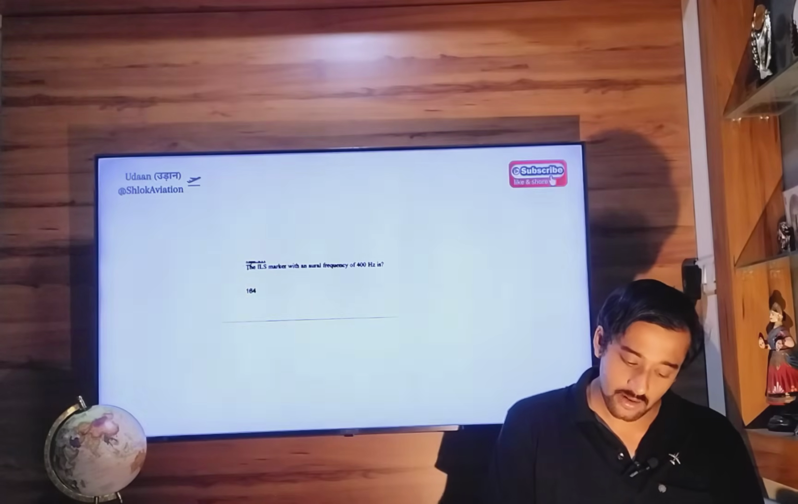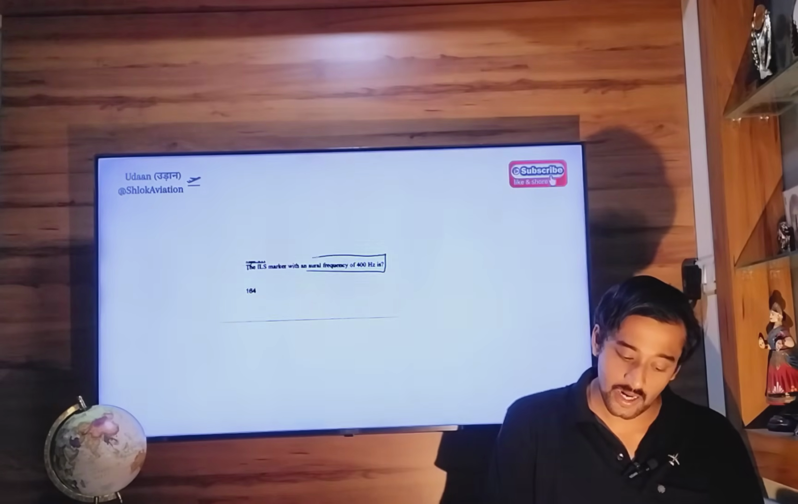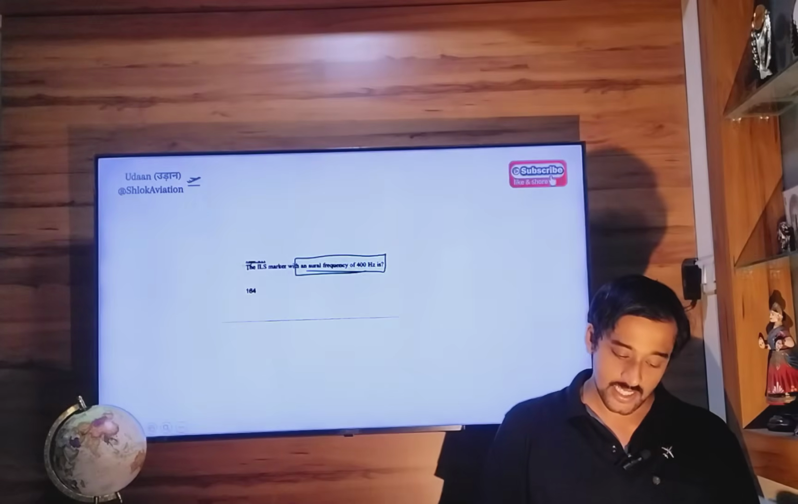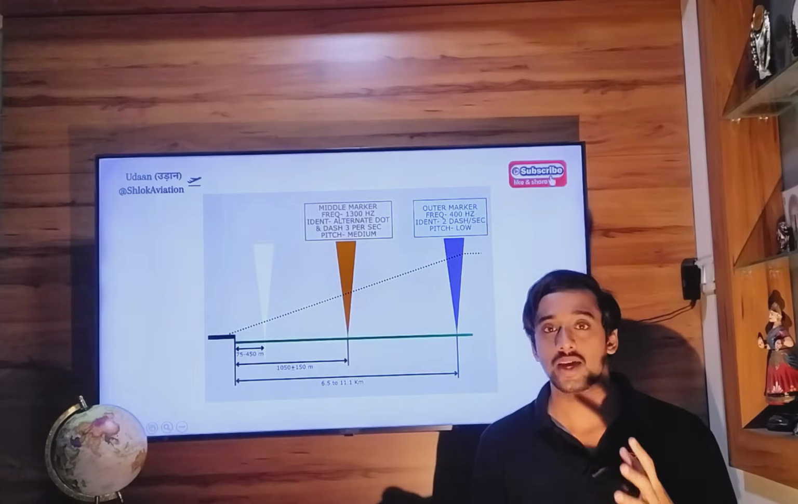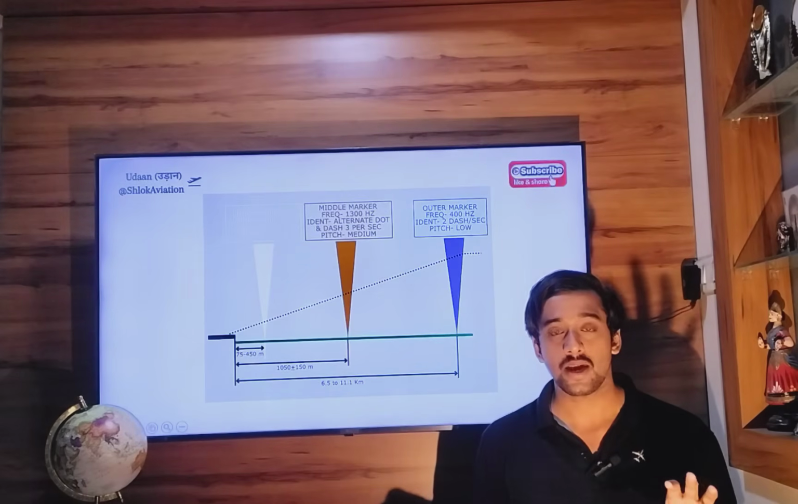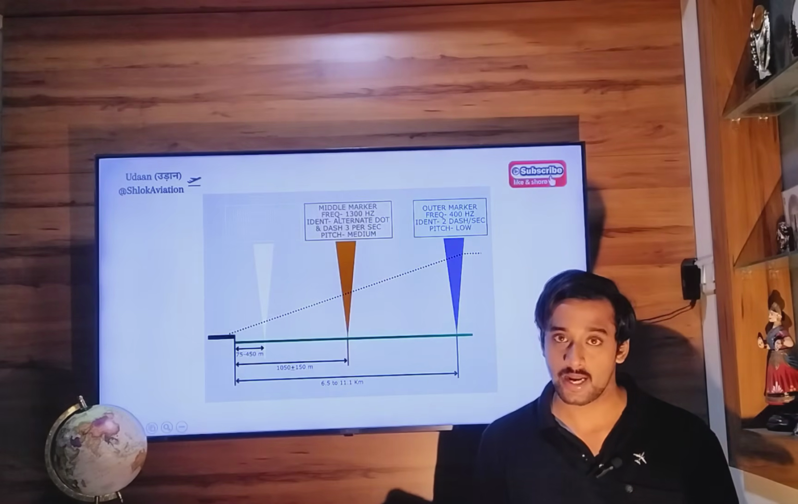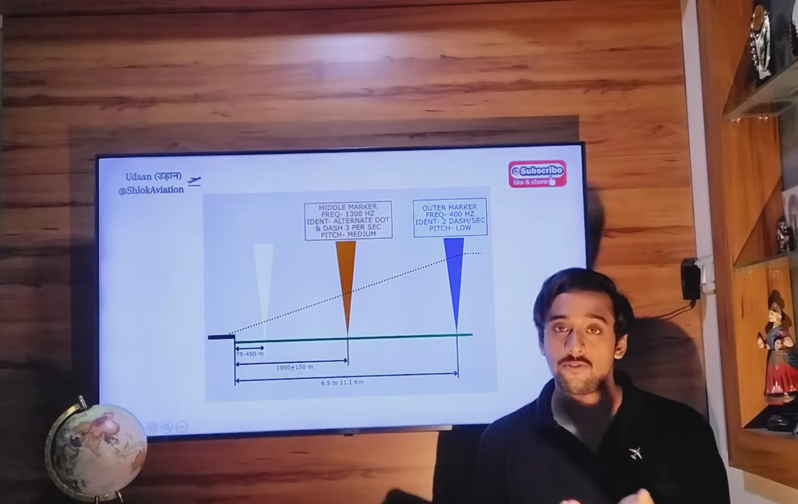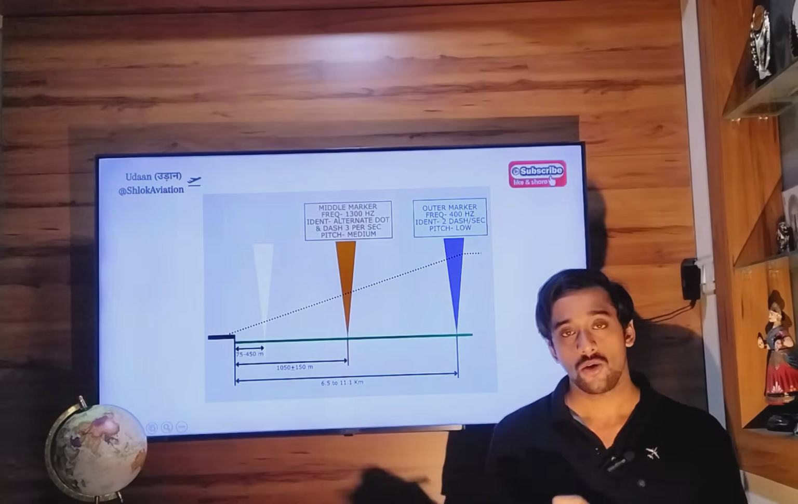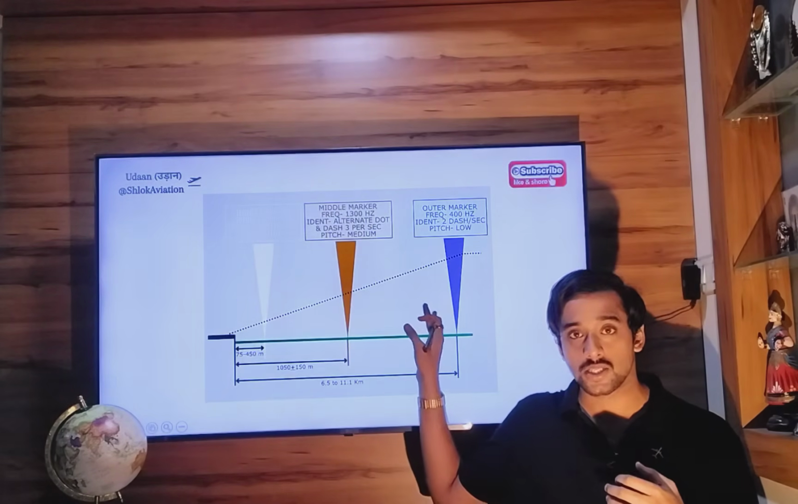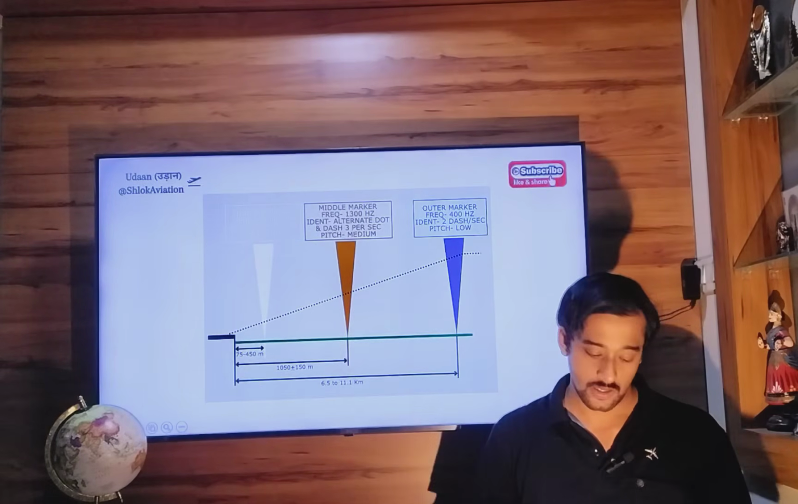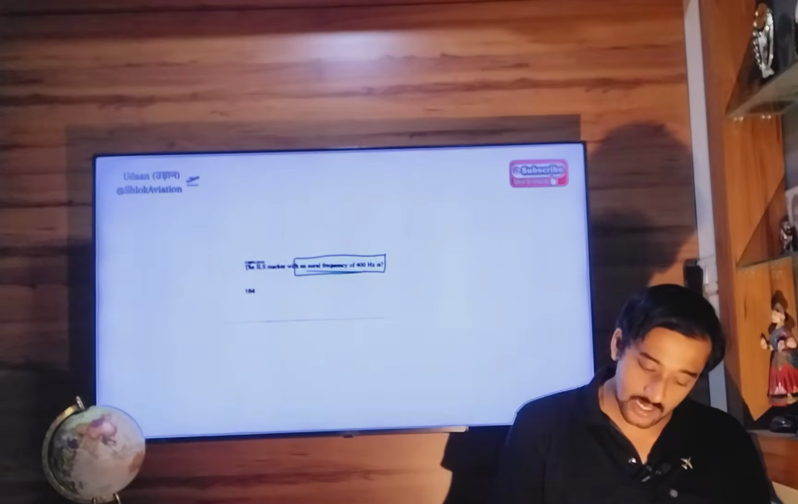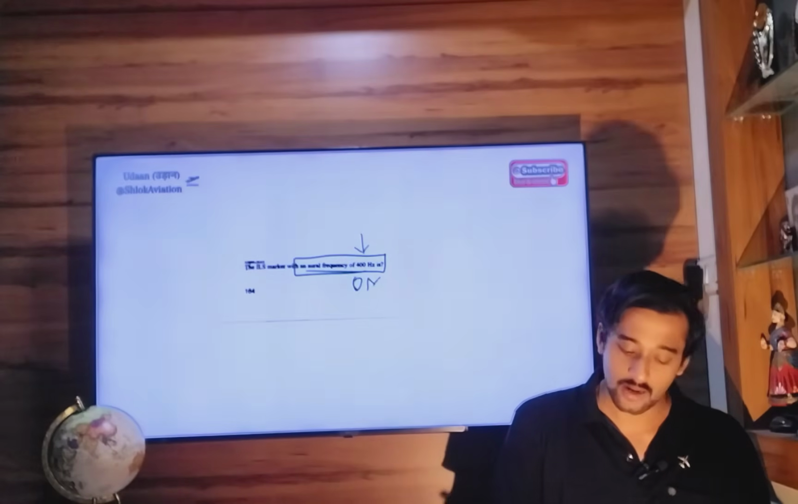The ILS marker with an audio frequency of 400 Hz. Like I said before, all these marker beacons transmit on 75 megahertz, and this 75 megahertz will be further amplitude modulated differently for these three different marker beacons. For the outer marker, it's 400 Hz, middle marker 1300, inner marker 3000. So, 400 Hz belongs to the outer marker.